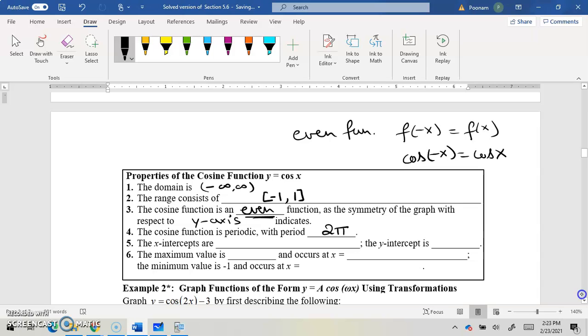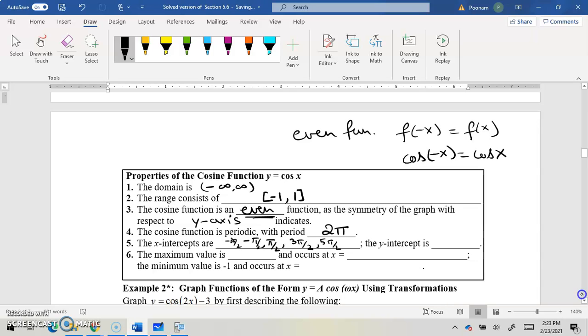X-intercept: where does the graph meet the x-axis? At pi by 2 the graph was 0, so that is an x-intercept. At 3 pi by 2 the graph was 0. At 5 pi by 2 the graph is 0, and so on. That means odd multiples of pi by 2. Then we have negative pi by 2, negative 3 pi by 2, and so on. All these are x-intercepts.